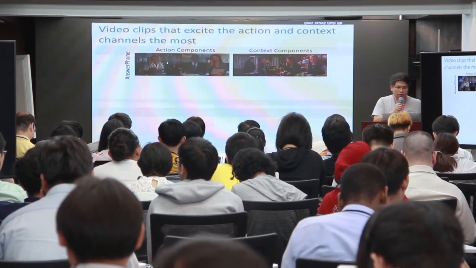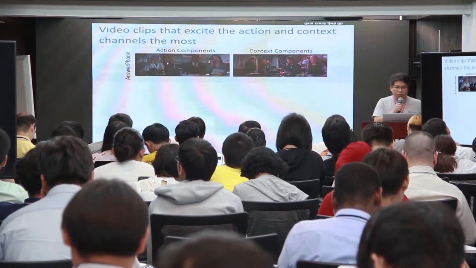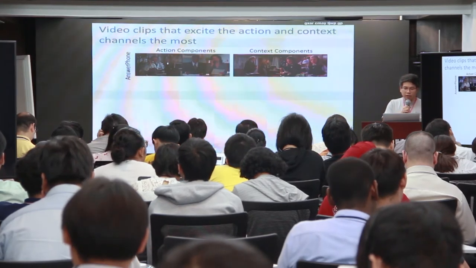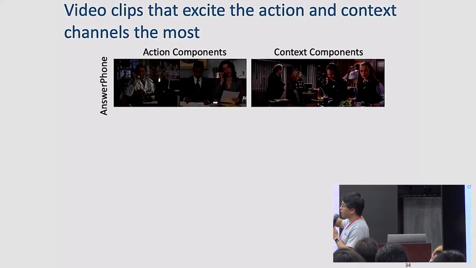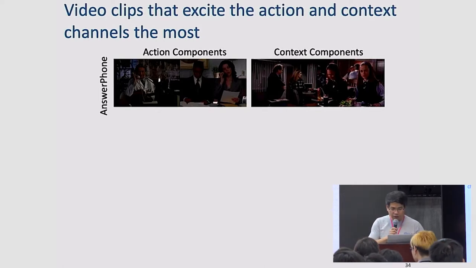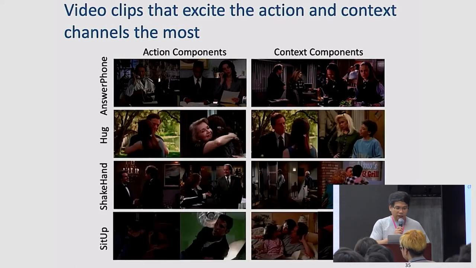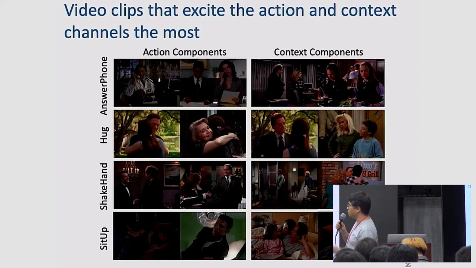Now let me show you some qualitative examples of the video clips that excite the action and context channel the most. What I'm showing here is, for answer phone, the video clips that have a very high score for the action component, and you can see that it corresponds to answering the phone. And these are the clips that are not answer phone, but also have a high context component for answer phone. Essentially what it says is that in this situation, they are likely to answer the phone or something like that. Here are some other action and context components for other actions, like hug, handshake, sit up. For example, this says these two people are likely to hug each other.